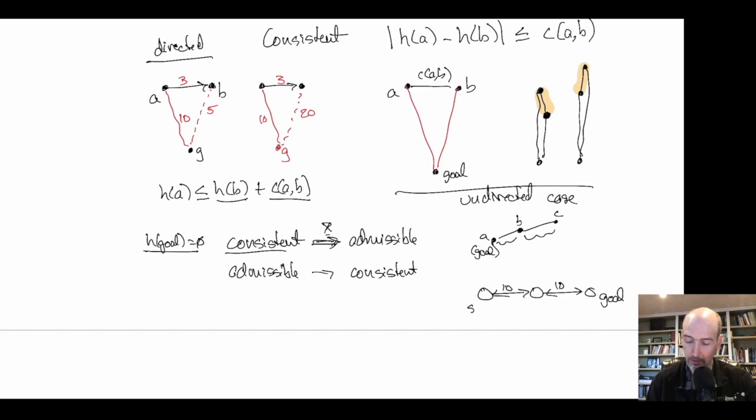I'll call this node A. I could have h of S equal to 20, h of A equal to 0, and h of the goal equal to 0. This is admissible because h of S is 20, the actual distance is 20, so it's less than or equal. h of A is 0, and the actual distance is 10, so it's less than or equal. But if I look at the change in the heuristic across this edge, the edge cost is 10, the heuristic has changed by 20, and therefore this is an admissible heuristic that is not consistent.